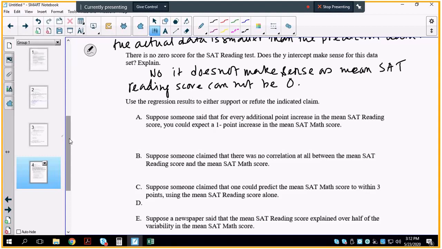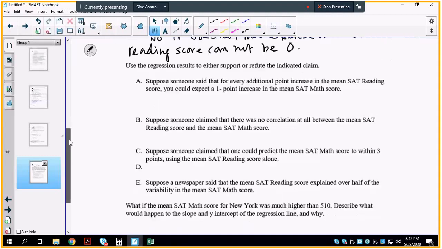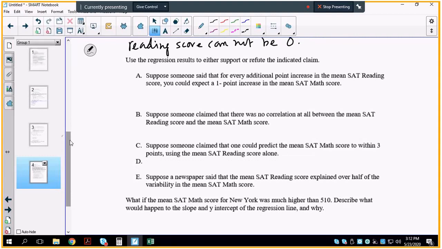Use the regression results to either support or refute the claim. Suppose someone said that for every additional point increase in the mean SAT reading score, do not forget, this is your X, so you are changing 1 in X, and it is saying you could expect a 1 point increase in the mean SAT math score. So that's your 1. So 1 point increase in mean SAT reading score will imply 1 point increase in mean SAT math score. Is this true? No. Why is it not true?